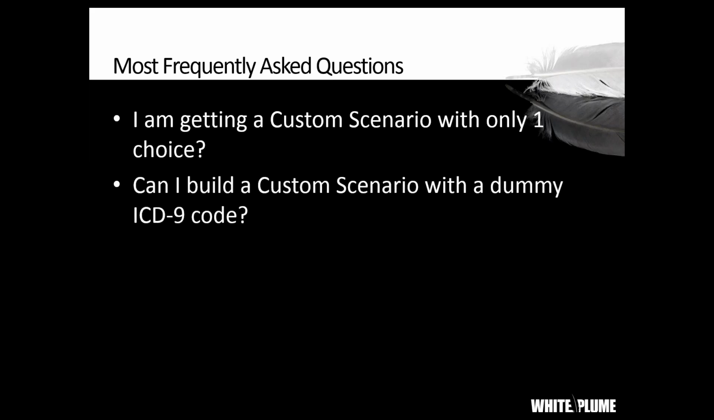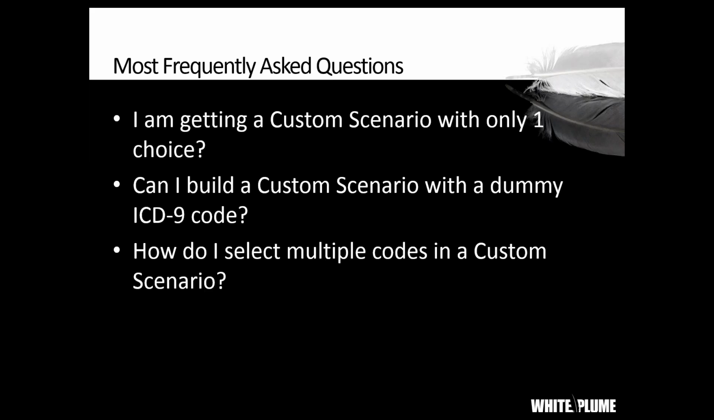Another question that we get often is, my practice uses dummy codes or non-standard ICD-9 codes. Can I build a custom scenario off of that code? The answer is absolutely yes. I'll show you how to do that as well. Another question that we get frequently is, how do I select multiple codes? I see my pop-up, but as soon as I make a selection, it closes the window automatically before I can select the other code that I need. How do I do that? Why does it work that way? We'll explain that, show you how to work around that in the scenario where you need to select multiple codes.